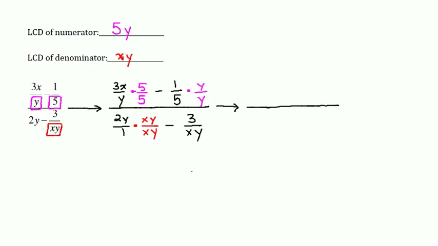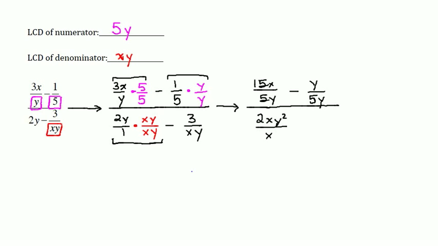In the next step, I'm just going to combine each of these pieces so that I can see the common denominator clearly. That first one, 3x times 5, is going to be 15x over 5y. Second term is going to be just minus y over 5y. In the denominator, I'm now going to combine these and leave that second rational expression alone. 2y times xy gives me 2xy squared, since I have two factors of y being multiplied. And this is over xy. And that last term, minus 3 over xy, stays the same.